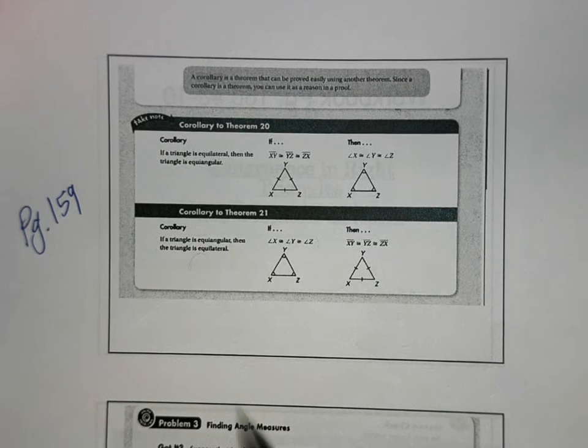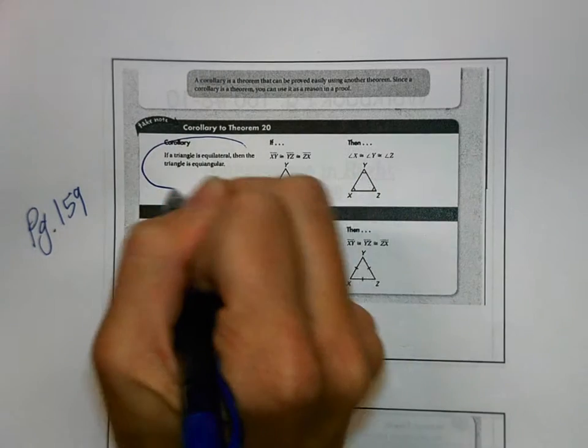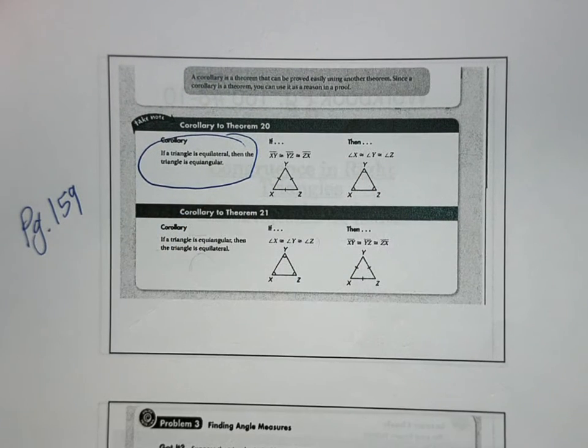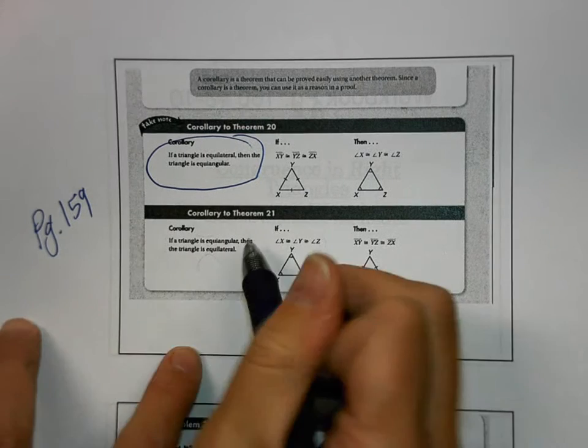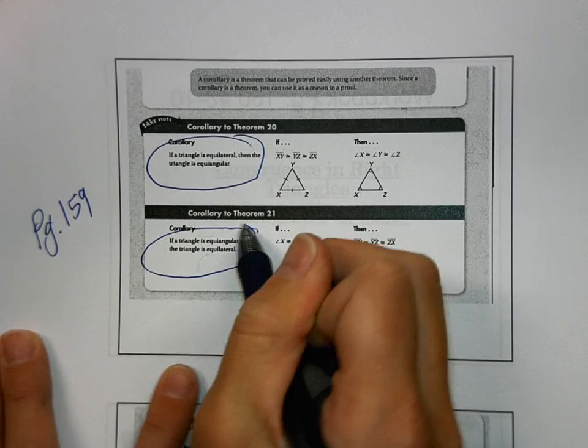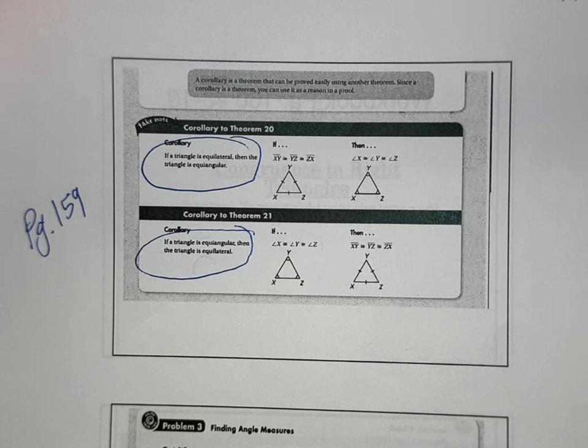Okay, so the first theorem right here says that if it is an equilateral triangle, then it's also equiangular. So if the sides are equal, then all the angles are also going to be equal. Then you go down to this next one, and they say what? Yeah, or the converse. And that is if they have equal angles, then the sides will also be equal.